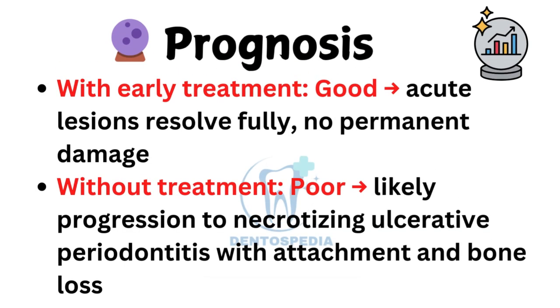With prompt treatment, the prognosis is good and lesions heal without lasting damage. But if left untreated, NUG can progress into necrotizing ulcerative periodontitis, causing irreversible attachment and bone loss.